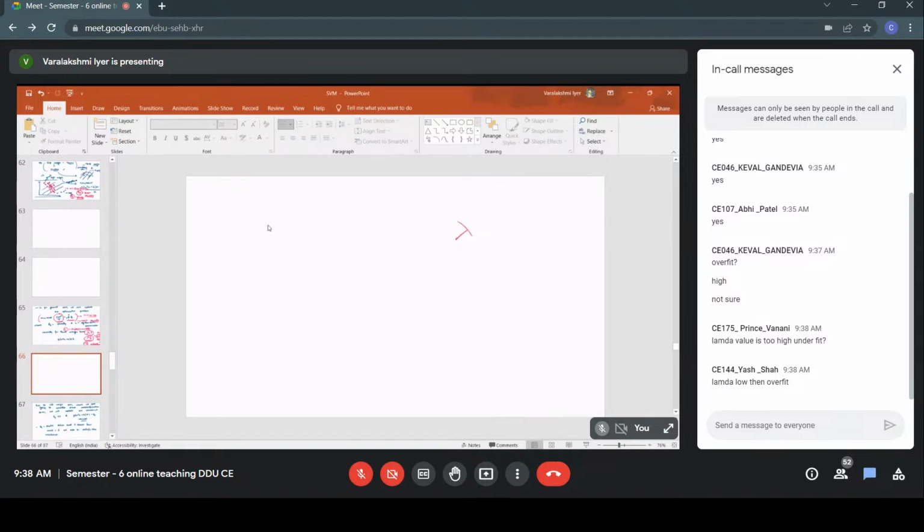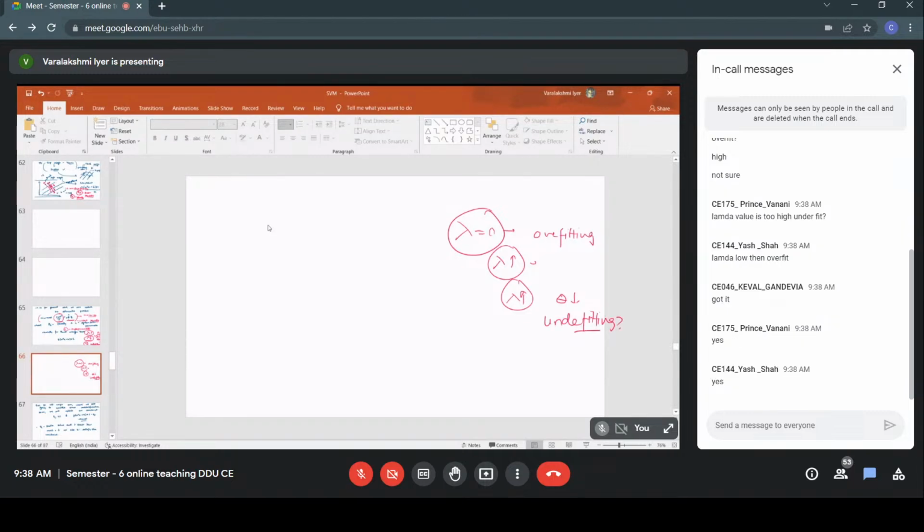If lambda is 0, then what will happen? The overfitting case is already going to happen. But if lambda is very high, then we will try to penalize the values to be as small as possible. Then in that case, underfitting will happen. Yes or no? Yes, everyone recalls this? Okay.